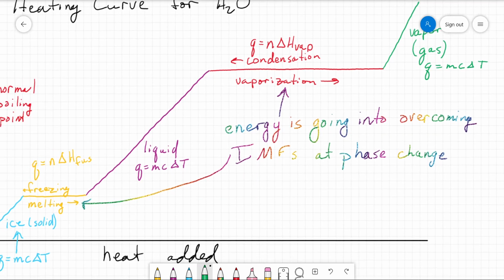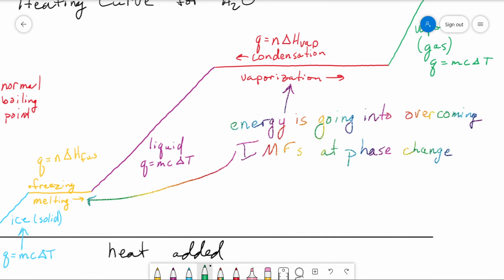And what is the n in the red and the yellow? n is moles. Because remember, delta H vaporization, delta H fusion, that is per mole of substance. We'll use that in the next video.